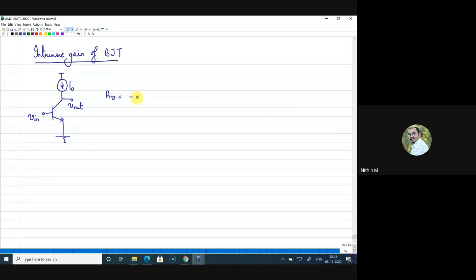So it is minus Gm into R0. We will derive it very shortly. Minus Gm into R0 is the same form as the intrinsic gain of a MOSFET. This is called the intrinsic gain. But now the difference is in the parameters Gm and R0. So what is this Gm? How will you evaluate Gm? Lokita, are you there?